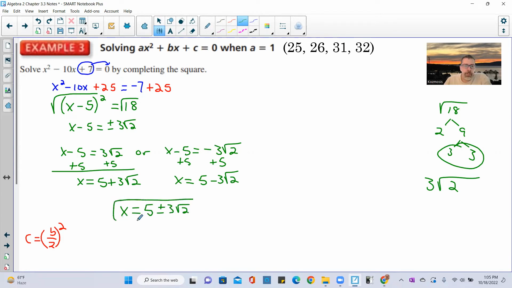So obviously this is an irrational root, and factors of 7 that add up to negative 10 can't do it, so you have to complete the square to solve this. Well, it's one way to do it. Okay, so after this example, you should be able to do these 4 problems. Please try them, and let's move on.